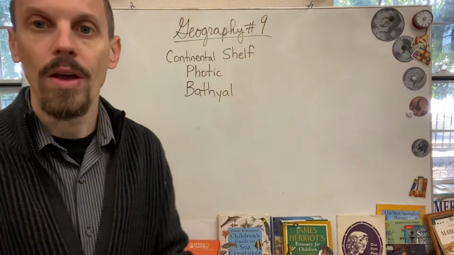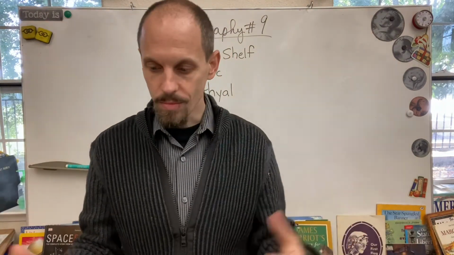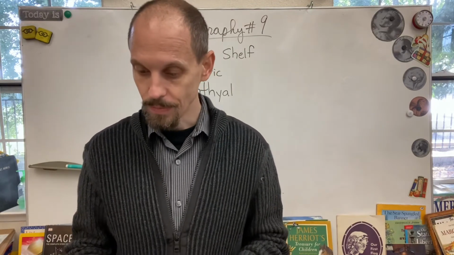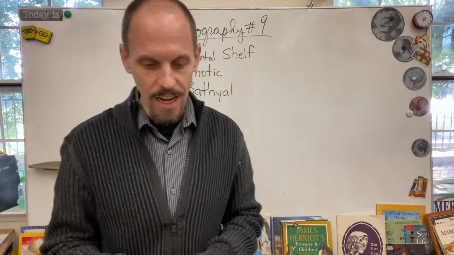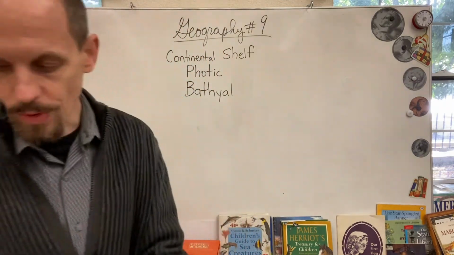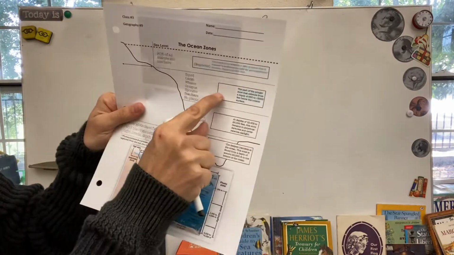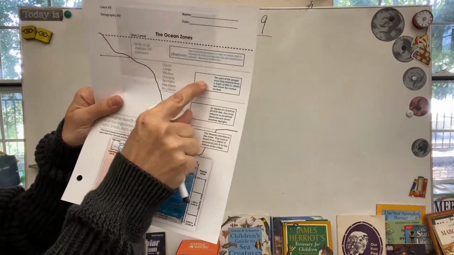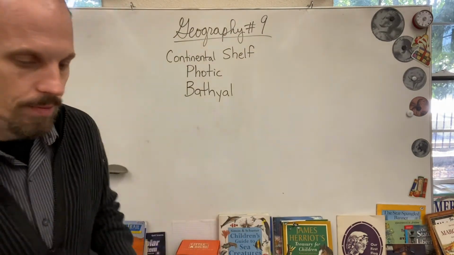Okay? Now, in order for plants to grow, what do they have to have? They have to have light. And if there's no light, then there are not going to be any plants. All right? Now, let's go to the next one. It's called the abyssal. So in this box right here, bathyal, you're going to write right here, and abyssal, you're going to write right here.